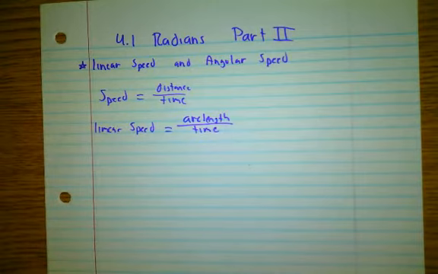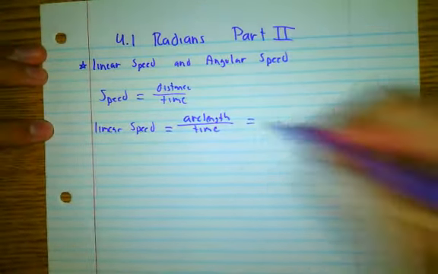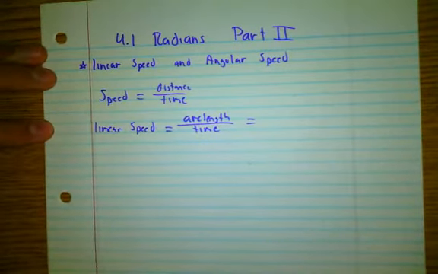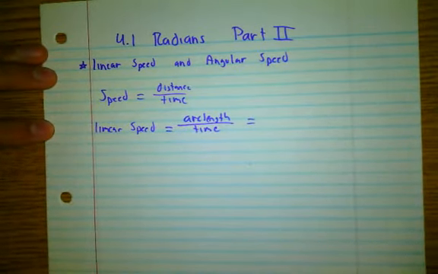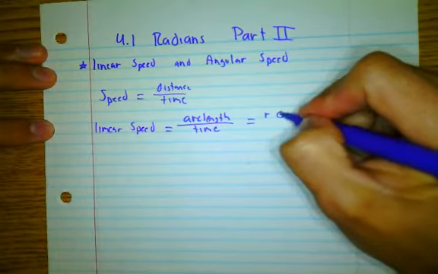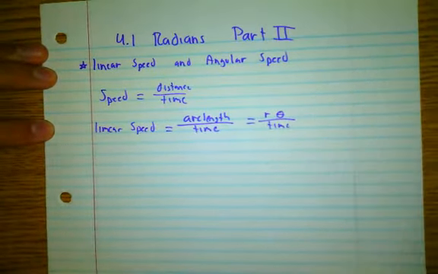Well, can we furthermore improve this formula? Definitely. Because you know how to find arc length. How do I find arc length? In radians. Radius times your angle, theta, over time.